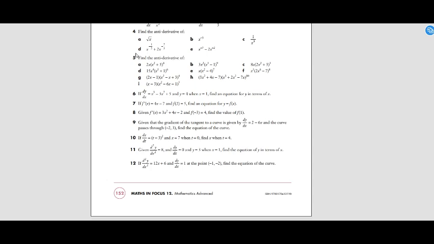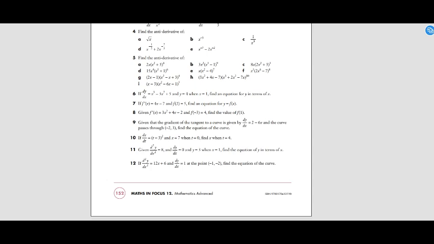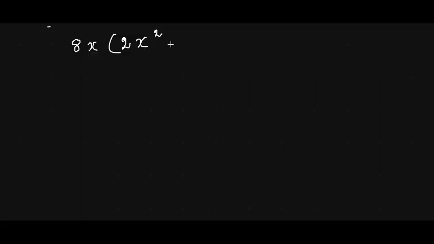Again, this is your question 5. How do you do it, right? So let's do 8x multiplied by (2x squared plus 3) the whole cube, right? So let me do that. I want to find the antiderivative of 8x multiplied by (2x squared plus 3) the whole cube.